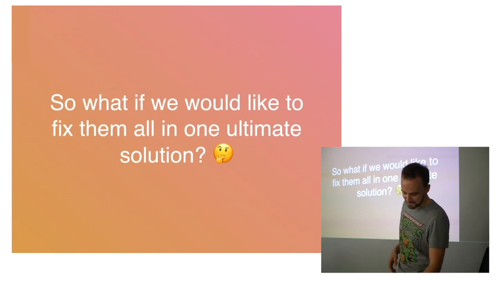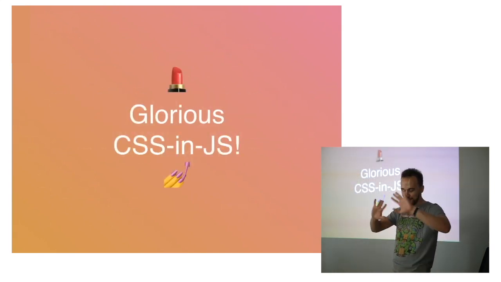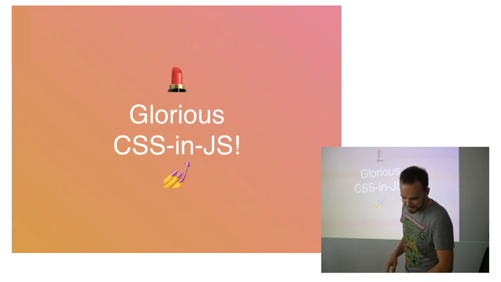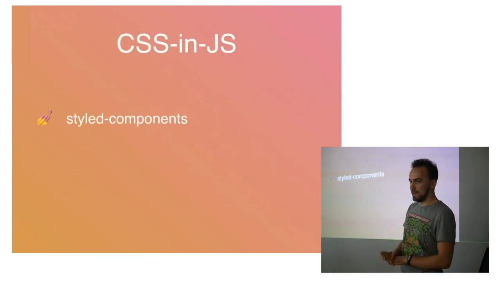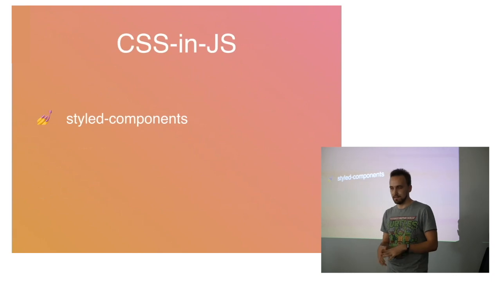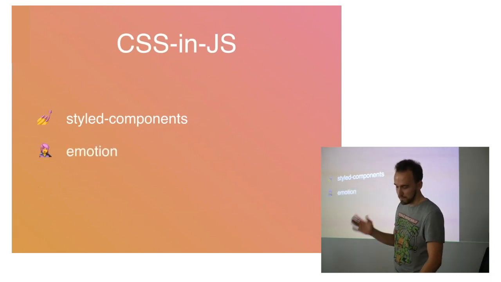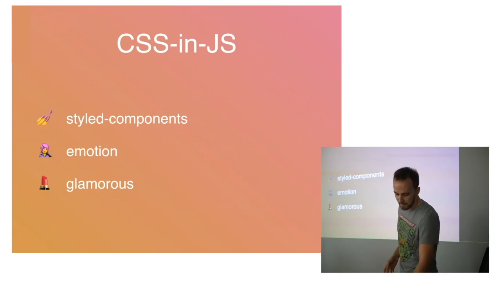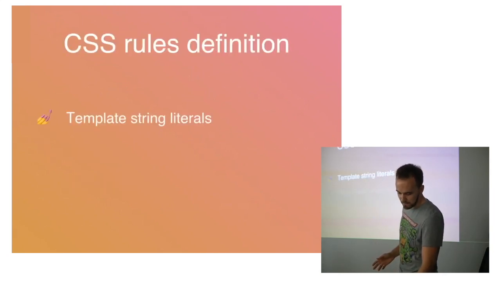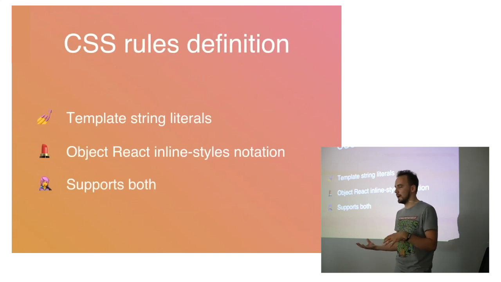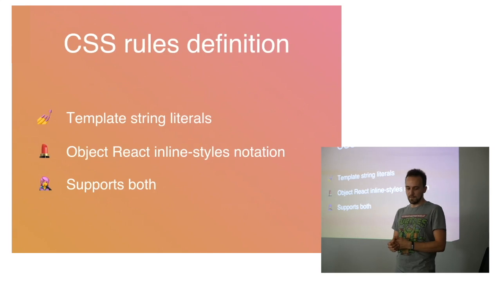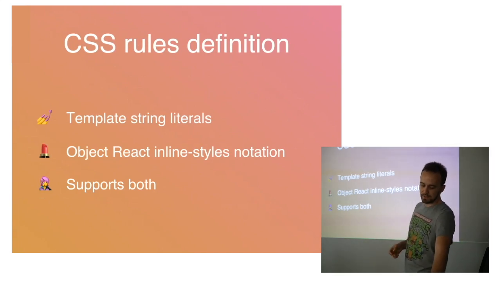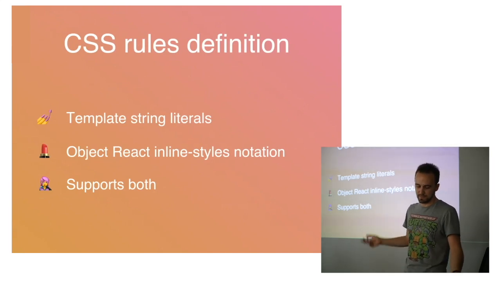Let's see. So it's CSS-in-JS. It's a glorious one. The main CSS-in-JS libraries on the market right now, the most popular ones, are these three: styled-components, emotion, glamorous. The main difference between them is that they use different types of definitions of your styles inside of the JS. So styled-components, the first one, is actually this emoji, which is the official logo of it.